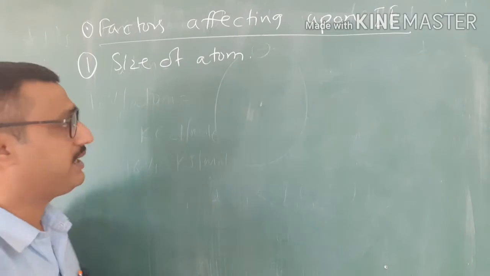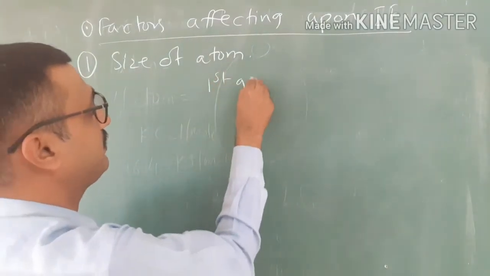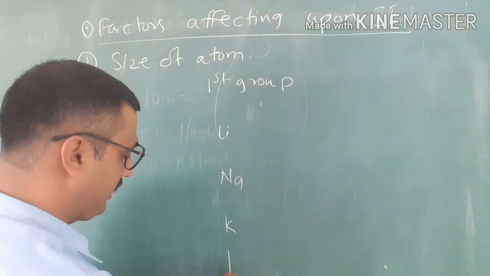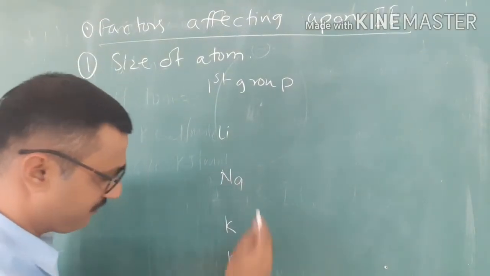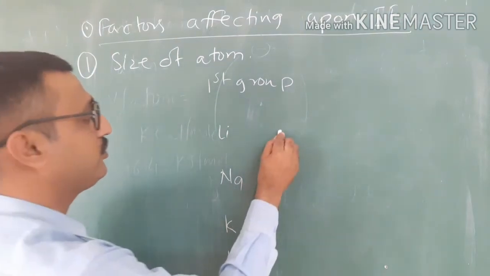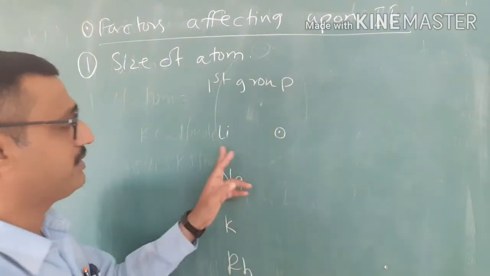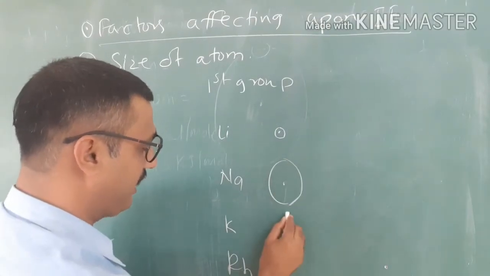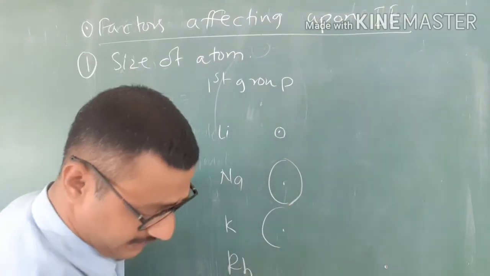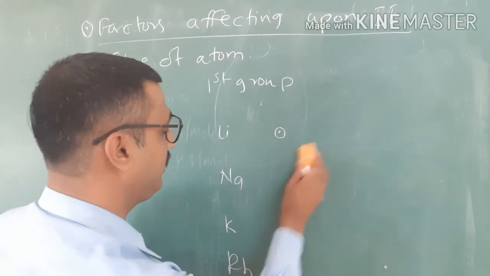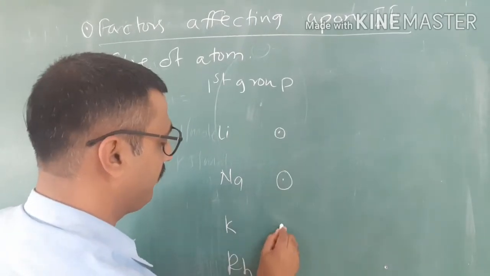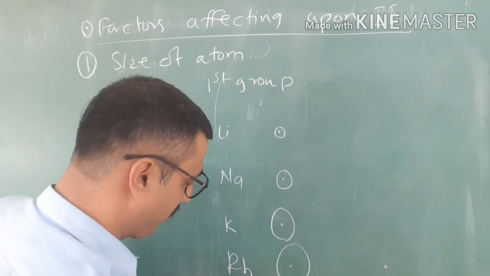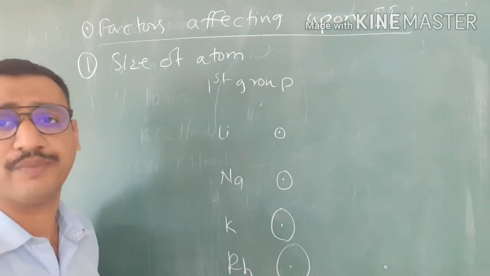Size of atom. Let's have an example. First group elements: there is lithium, sodium, potassium, rubidium, cesium, and francium is also there. About their atomic size, lithium consists of 2 shells. This is the size of lithium. We already learned that as we move from top to bottom, atomic radius increases. So as compared to lithium, sodium is bigger. As compared to sodium, potassium is bigger. As compared to potassium, rubidium and cesium are bigger; atomic radius increases from top to bottom.